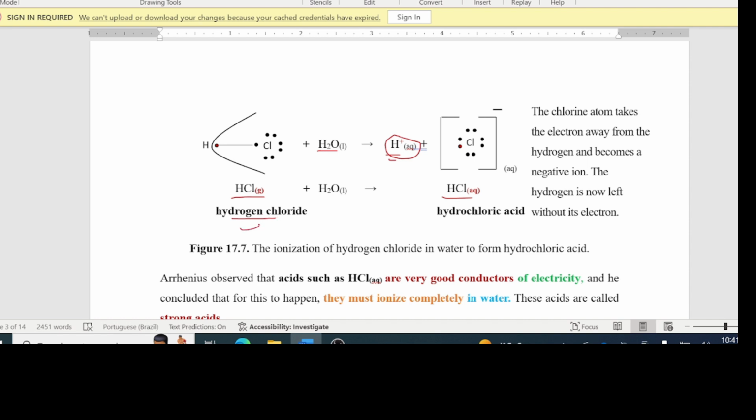Note it is called hydrogen chloride here, and now it becomes hydrochloric acid there. You have to put in these little subscripts here to indicate the state of the gas. Inside it is in water now. So when it is in water, it's called hydrochloric acid.